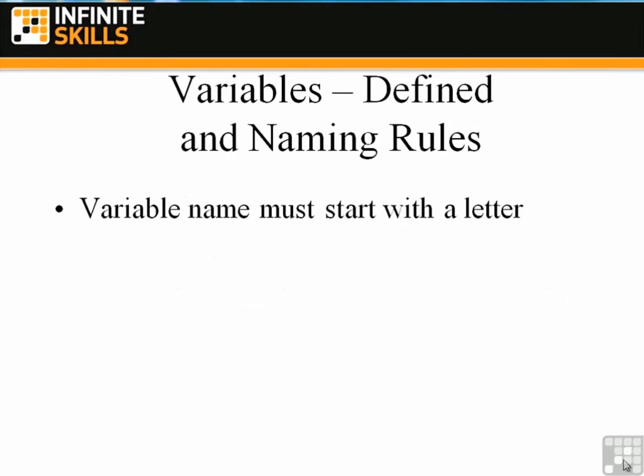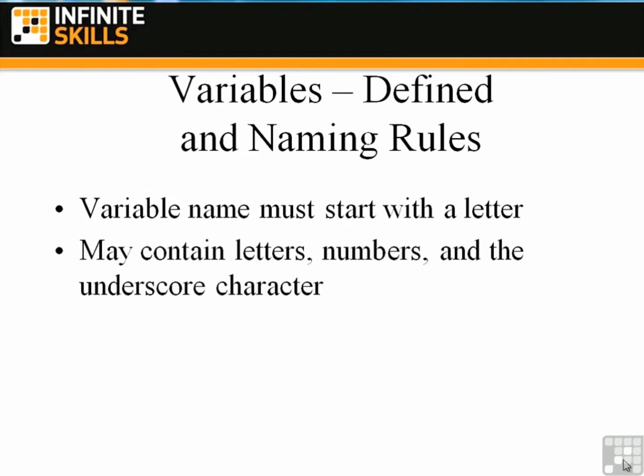As for the naming rules, the first and most important rule is that a variable name must start with a letter. It cannot start with a number or any other character or symbol on the keyboard. It has to be a letter. After the initial letter, though, the variable name can contain other letters, numbers, and the underscore character. But notice I don't include symbols because symbols are not allowed in variable names. So you can't use the $ sign or the % sign or any other symbol like that.